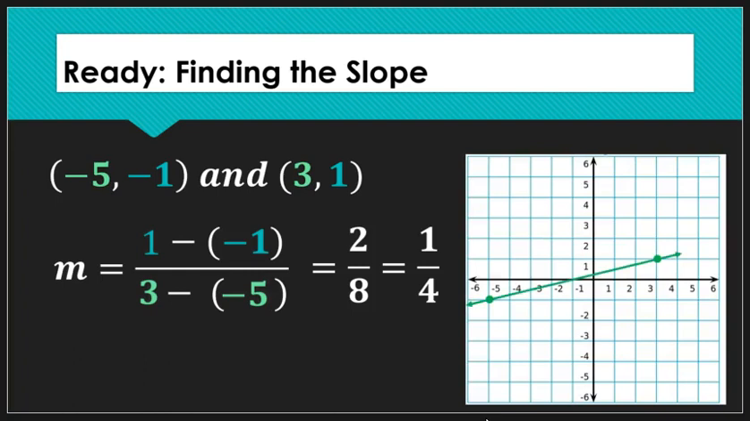Let's look at that on the coordinate plane. The change in y was up 2 and then it ran over 8. So the change in x was 8. So that simplifies to up 1 and over 4. You can do that twice. Up 1 over 4, then up 1 and over 4 to get to your next point.